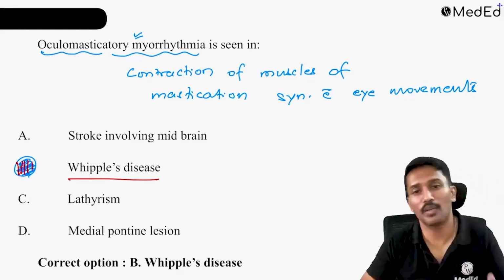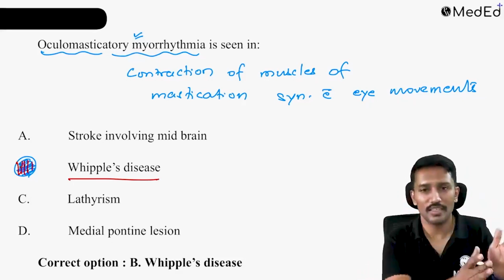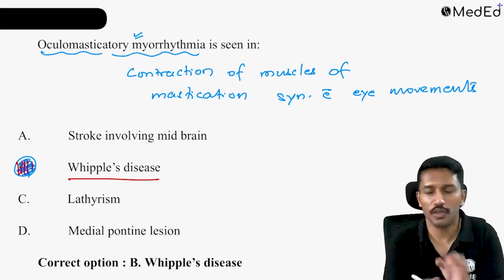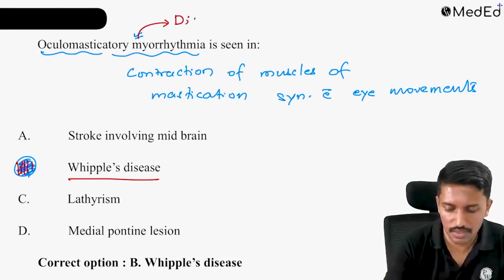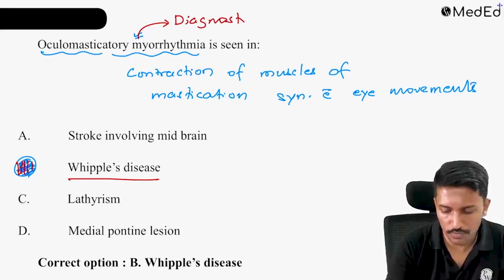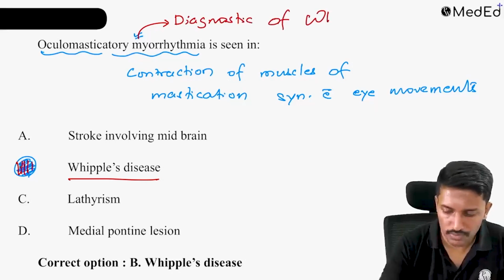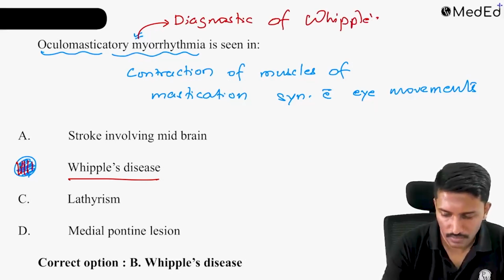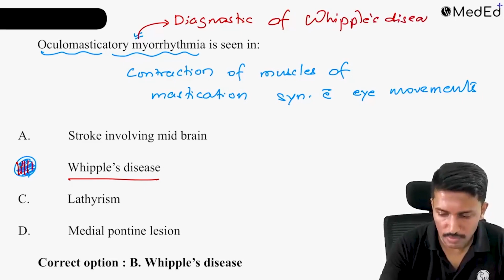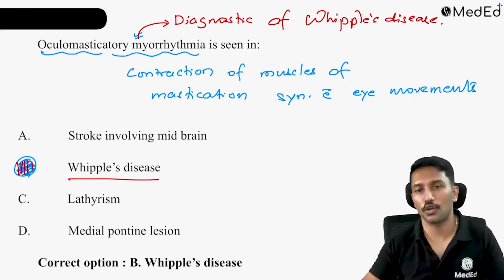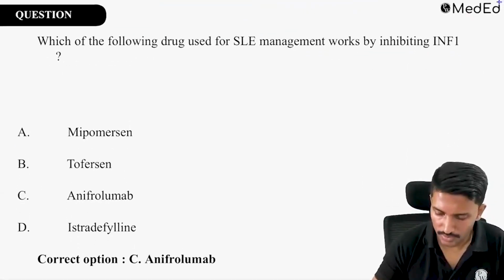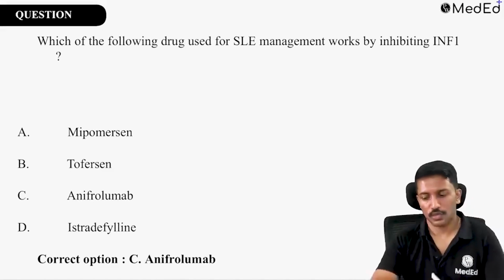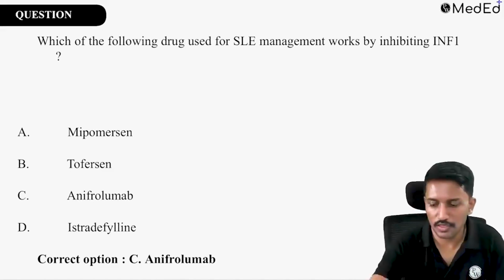In that case, you don't need the PAS positive macrophages. Clinical suspicion plus oculomasticatory myorrhythmia, you can make the diagnosis. You don't need to go for any further investigation. This is highly diagnostic of Whipple's disease. This can also be a question. Whipple disease can be diagnosed without biopsy if which of the following symptoms is present. Answer should be oculomasticatory myorrhythmia. Okay, next. Which of the following drugs used for SLE management works by inhibiting interferon 1?